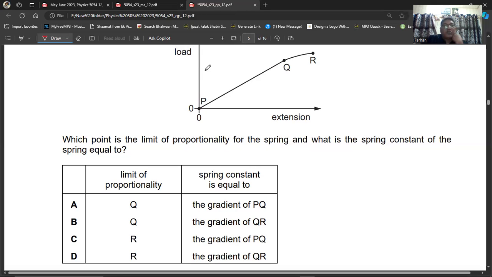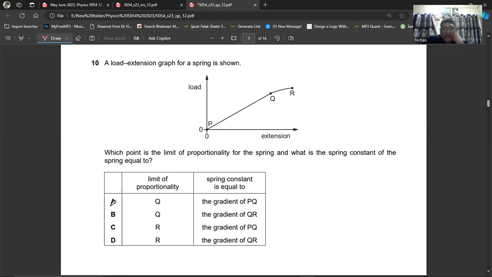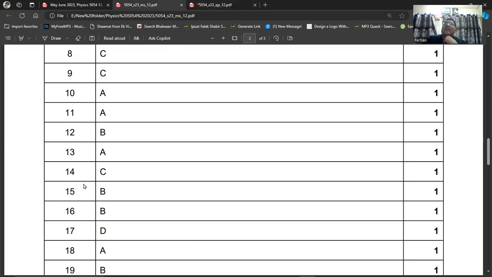So let me reduce the size so you can see the whole question. So I think the limit of proportionality is Q, and I think A is the answer. Okay. So I am not able to control my mouse properly. So I think A is the right answer. The limit of proportionality is Q, and the spring constant is equal to the gradient of the PQ. So I think A is the answer. Question number 10, A is the answer. So let's go to the next question.